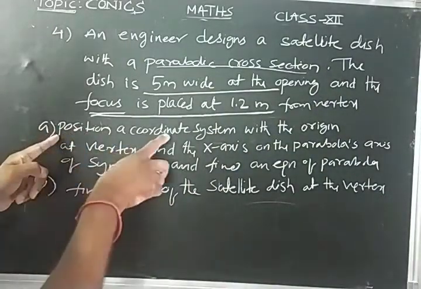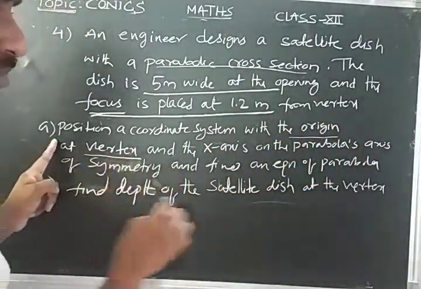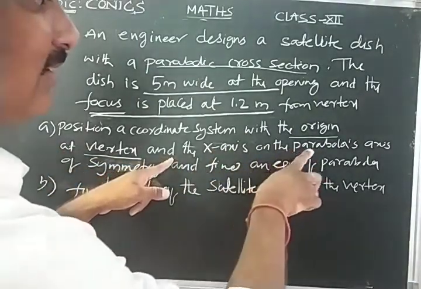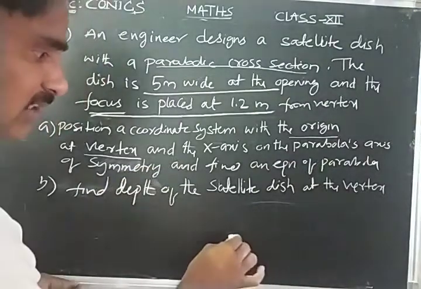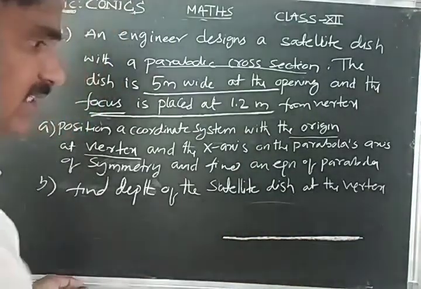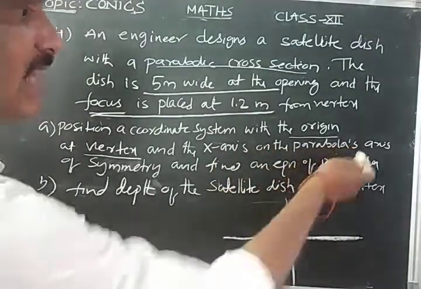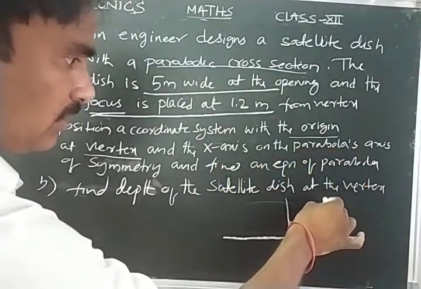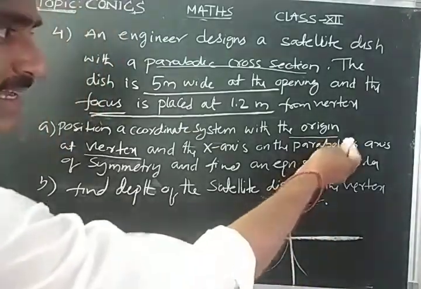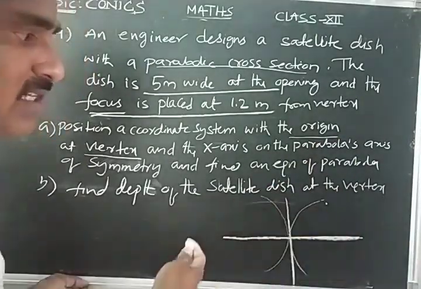A. Position a coordinate system with the origin at the vertex. So the origin is the vertex of the parabola, and the x-axis is the parabola's axis. According to the question, I am going to draw one diagram. This is the x-axis and this is the y-axis. Since the x-axis is the axis of the parabola, the satellite may open at the right-hand side or at the left-hand side.